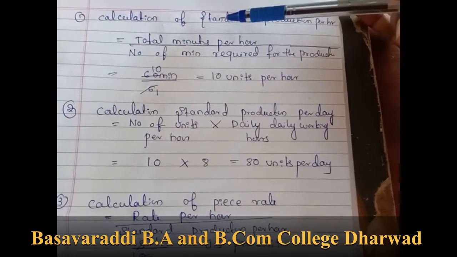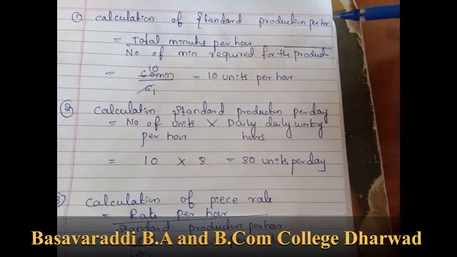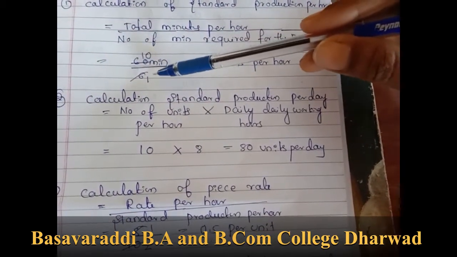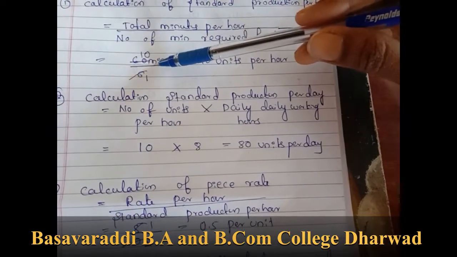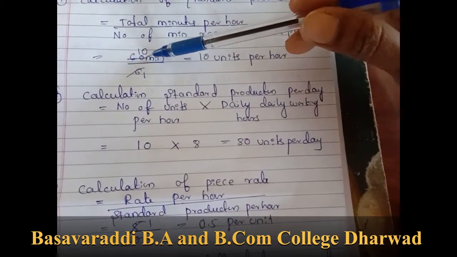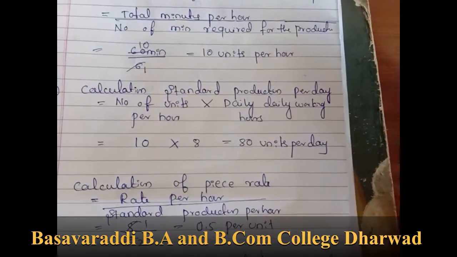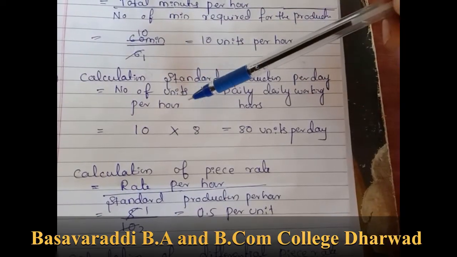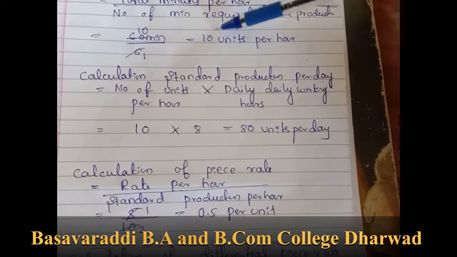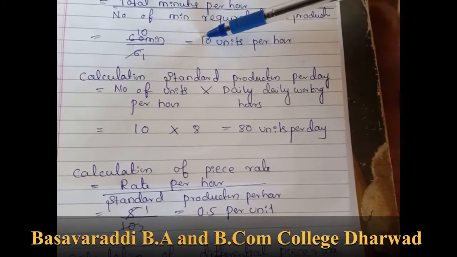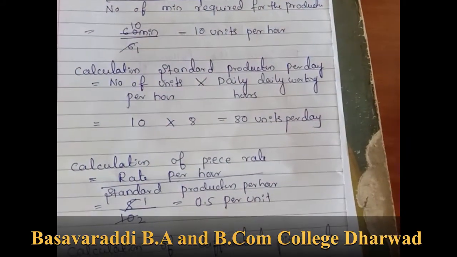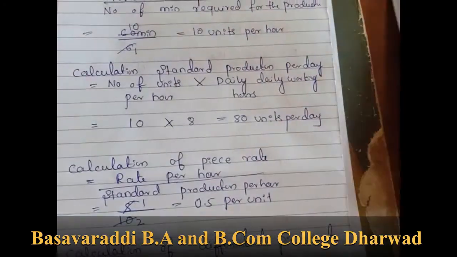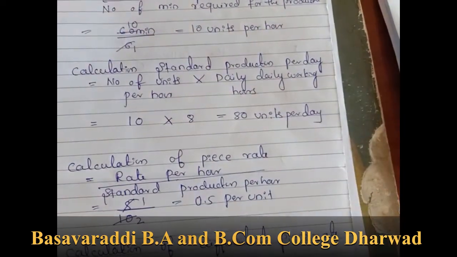First we have to calculate the standard production per hour. The number of minutes given is 6 minutes, and 60 minutes in an hour. 6 ones are 6, 6 tens are 60, so 10 units per hour. Next, calculation of standard production per day: number of units per hour into daily working hours. Number of units per hour we have already calculated in working note number 1. 10 into daily working hours, 8 hours they are working. So 10 into 8, 80 units.